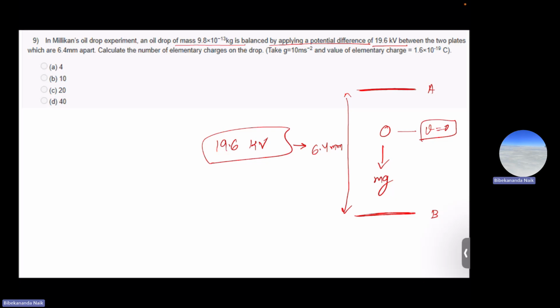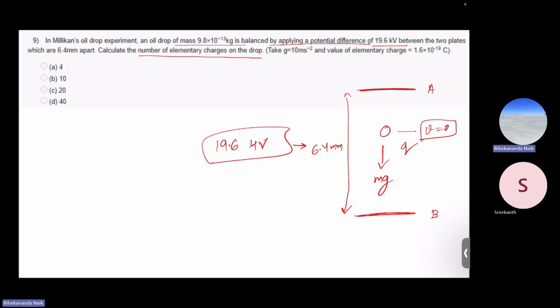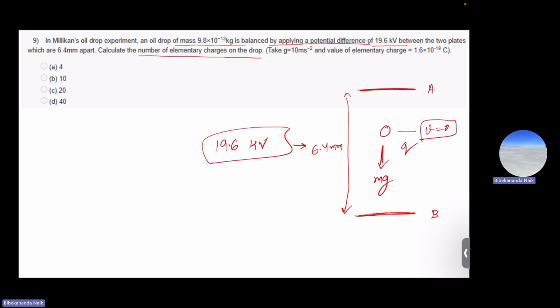Now we need to find out the number of elementary charges on the drop. So suppose the charge of the oil drop is q. Since the potential is applied between the two plates, there will be an electric field acting between the two plates. Since the oil drop is getting balanced, the weight mg which is acting downwards is getting balanced by some force which is acting upwards, and this upward force is due to the electric field. The force due to the electric field is q into E.